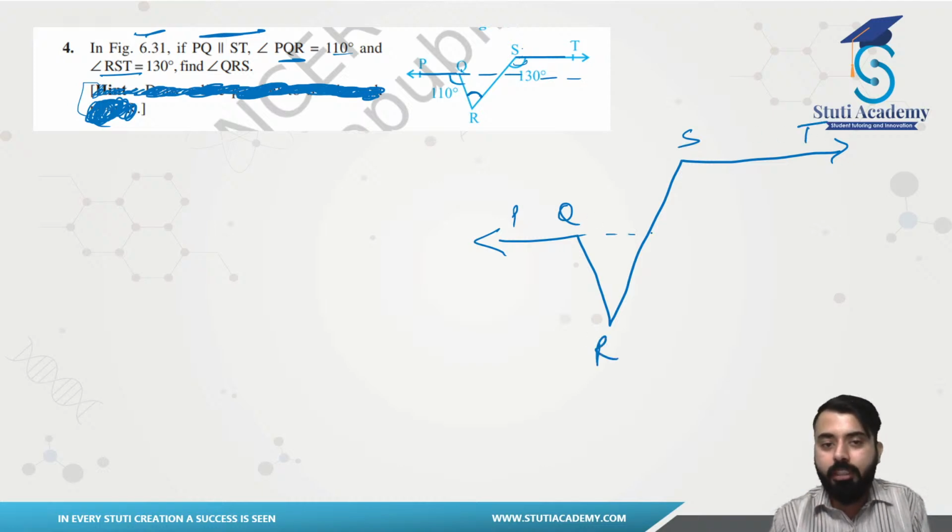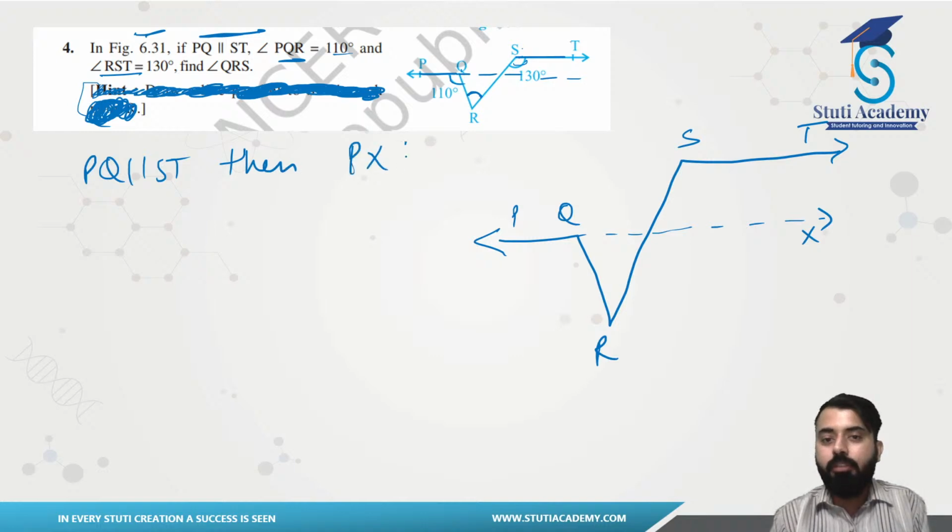We extended our PQ, let's say to a point X. I know if PQ is parallel to ST, then PX will also be parallel to ST, because PX is part of PQ. So if this portion is parallel, then the entire line will also be parallel. I know this is 130. I know when the lines are parallel, the sum of their co-interior angles is what?